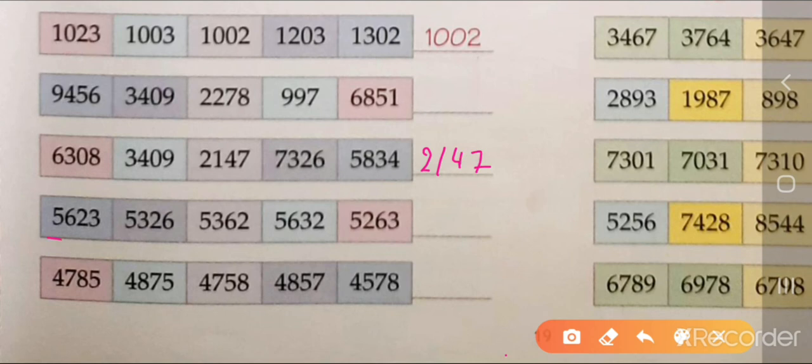This is 5, this is 5, this is 5, and this is also 5. The thousands place are equal, so we will check the next place values of number. This is 6, this is 3, this is 3, this is 6, this is 2. Then which one is the smallest? This 2 is the smallest, so the whole number will be smaller. Then 5 2 6 3.